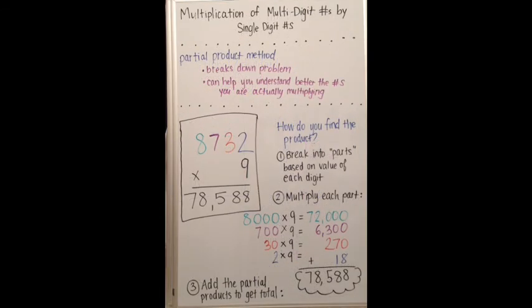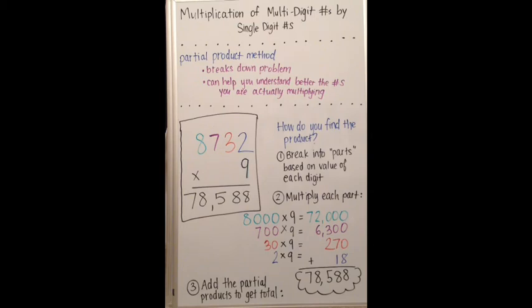Another strategy you can use to solve multiplication of multi-digit numbers by single-digit numbers is the partial product method. Now, to me this is a little bit slower and it takes up a little bit more time, but it's really great to help you understand the numbers that you're actually multiplying. It's a good way to visualize, and it's a good way to wrap your head around what is actually happening when you're multiplying the factors by each other.